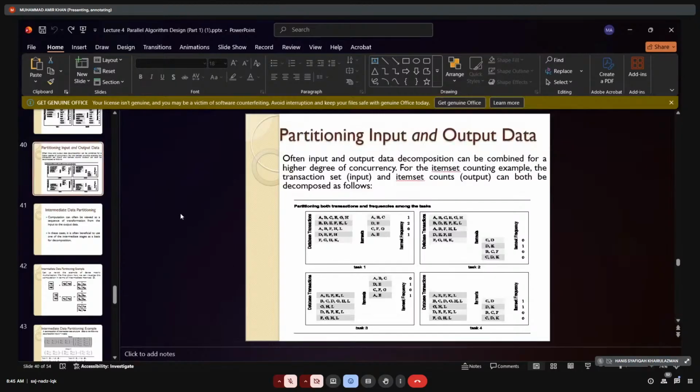It's also the same thing. Often input and output data decomposition can be combined for a higher degree of concurrency. Here we are distributing tasks in many ways. What we are doing here is actually splitting the task into many. It depends. We can go towards 4 tasks, 8 tasks. It's up to us, because while we are distributing tasks, we have our resources.